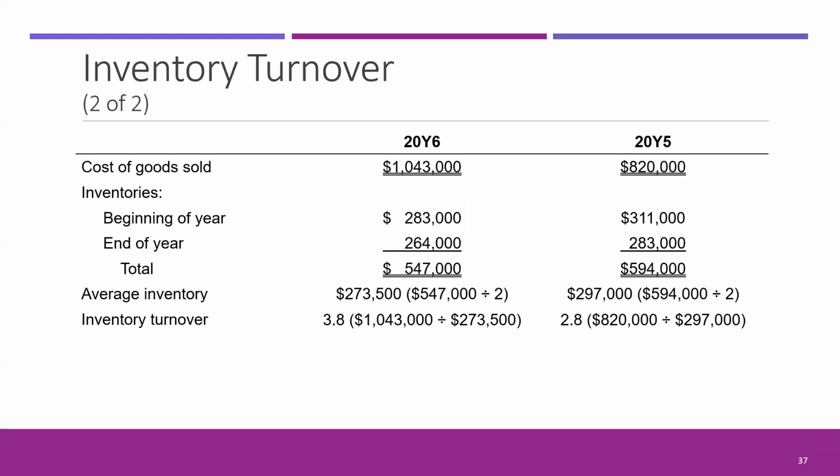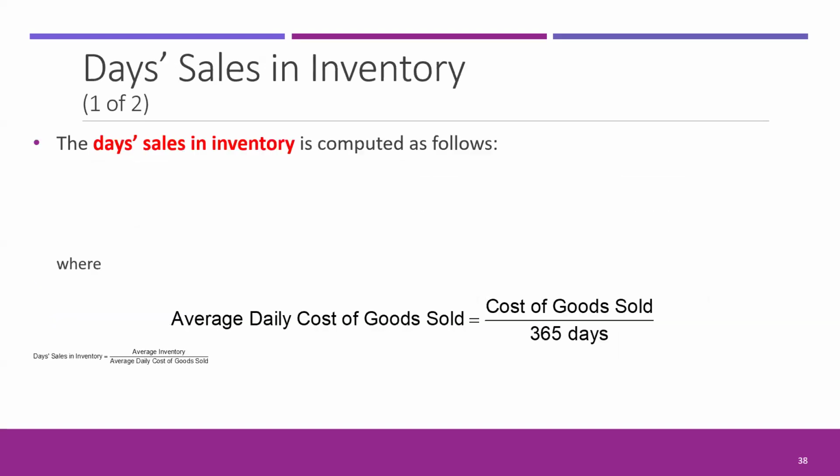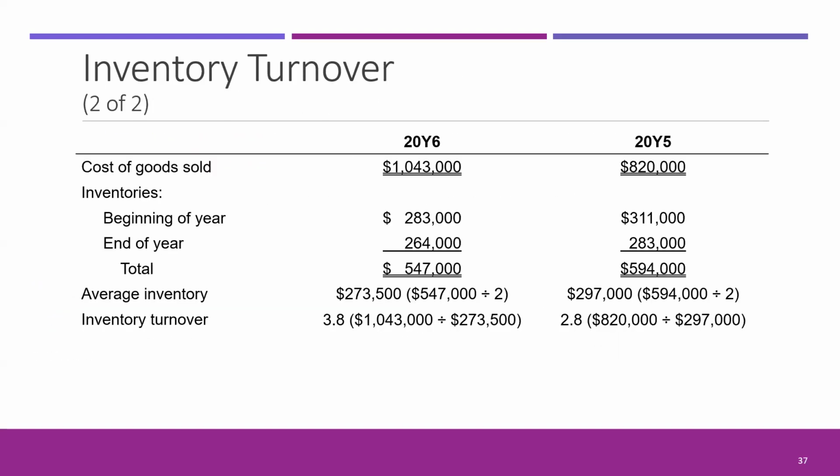So this company has 3.8 compared to 2.8. Inventory turnover ratio increased because their inventory decreased and their sales increased. So they're making more sales with less inventory. That's more efficient. That's another note on working capital.